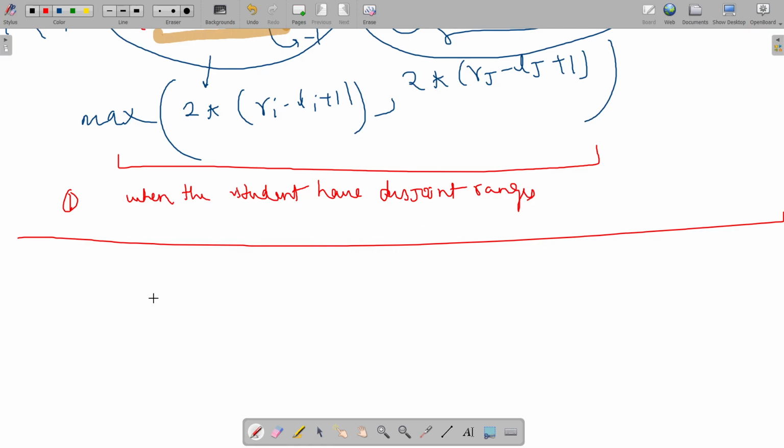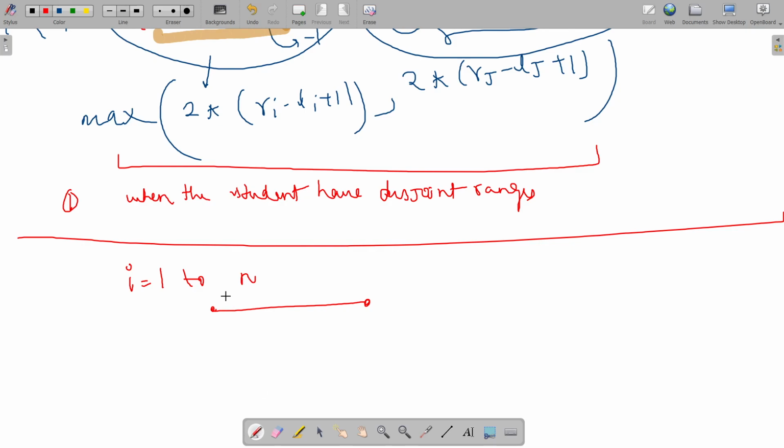Now, how will you implement this case in your solution? What you will do is, since you have sorted all the students, right? You have sorted all the students. So you will iterate from i equals 1 to n. You will iterate over all the pairs. So suppose you are at this particular pair.